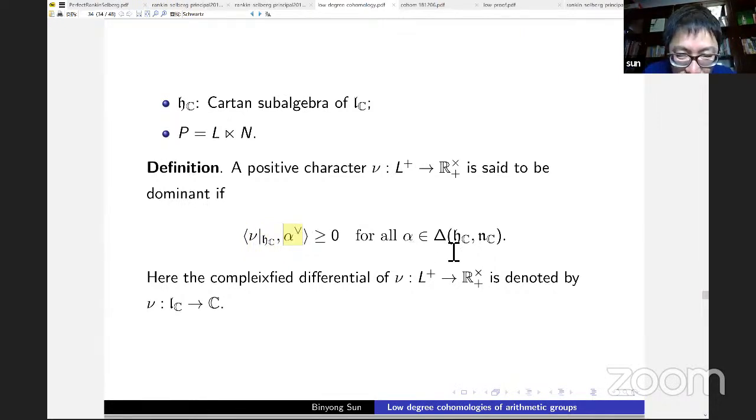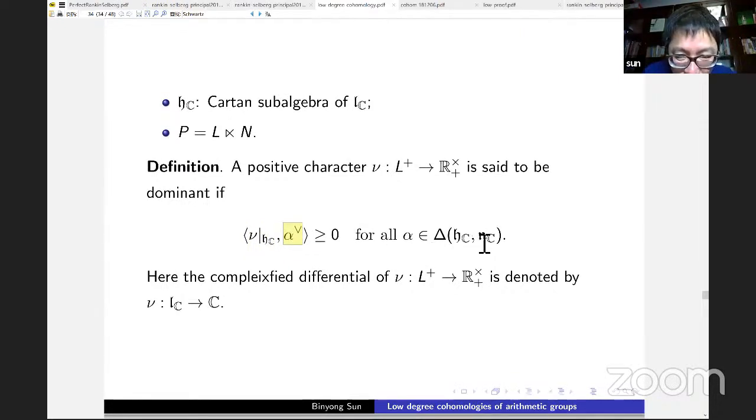Okay, alpha is a root. Then we have a root for this N. Then we take a co-root, then take a pairing. This pairing is always in the negative. Then we say that this character is dominant. Okay. This is a real notion.